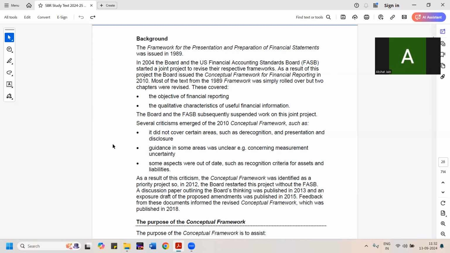the board then again started this project of the conceptual framework in 2012, and then in 2013 they released a discussion paper outlining their thought process, maybe asking for advice in return. Then in 2015 the proposed amendments of the exposure draft were published, and feedback was again taken on it, and by 2018 we had the conceptual framework.